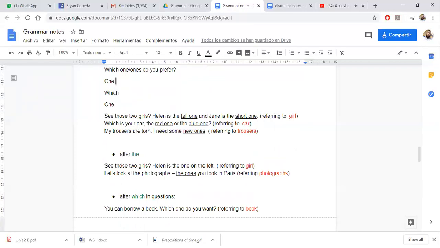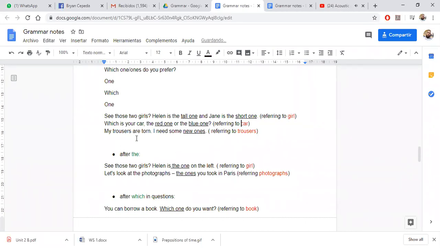See those two girls? Helen is the tall one, adjective. And Jane, instead of saying the tall girl, you say the tall one. You don't want to repeat girl again. So you say Helen is the tall one, and Jane is the short one. Adjective and one, referring to girl. Okay, it's substituting girl. Which is your car? The red one or the blue one? Referring to car.